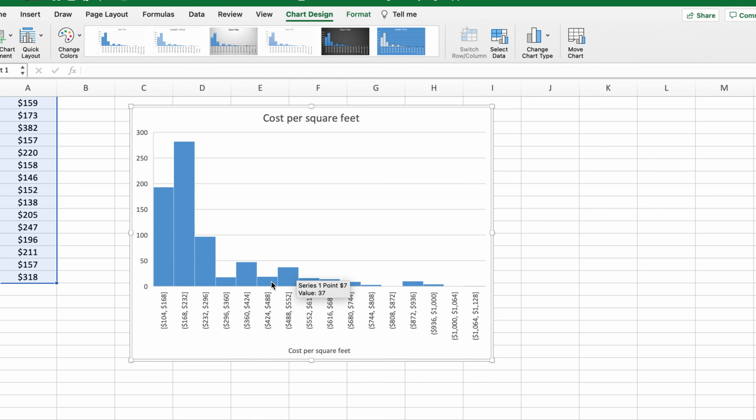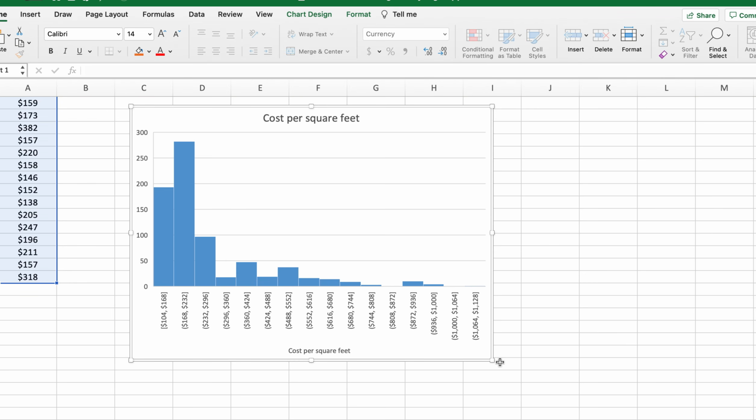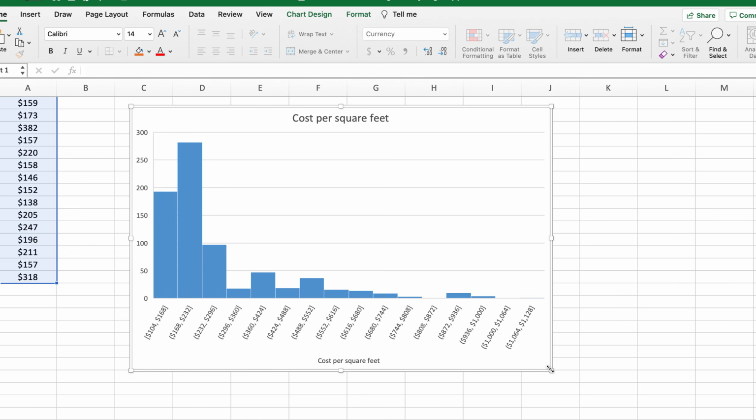Okay, let's look at this first set here. This first set says 104 to 168, and it's just barely under 200. Now see how when I hover over it, it says 193? What does that mean? That means 193 houses have a cost per square foot in this range.